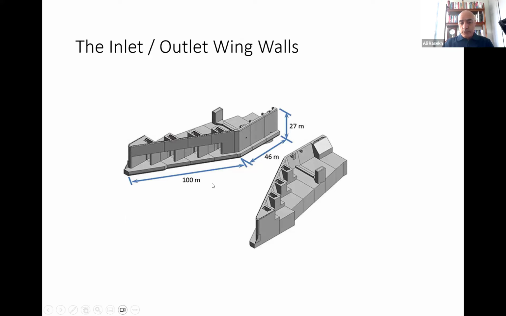And again, another picture of the wing walls. We were in charge of design of the wing walls as well. As I said, this continuation was the lock system. Just for you guys to know the scale of the wing walls, that's where the ships arrive or exit.